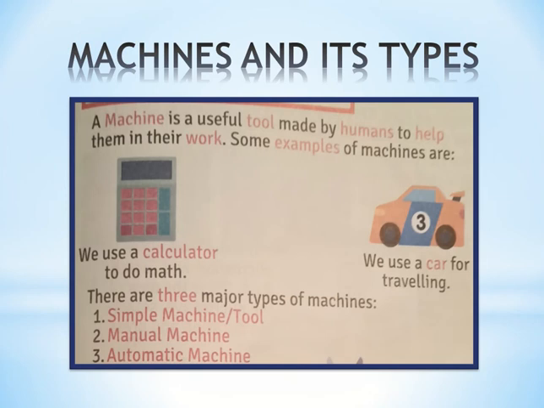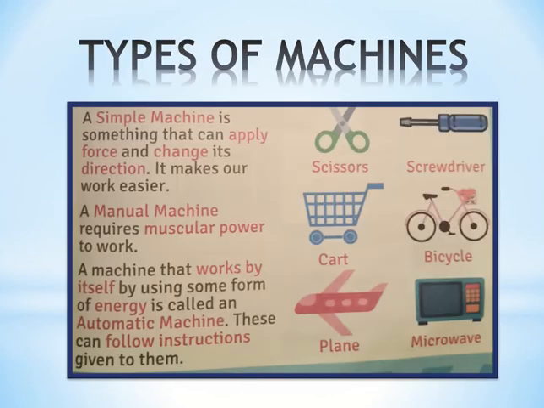Okay, let's see how many types of machines are there. There are three major types of machines: simple machines, they are also called tools. Okay, next is manual machine, and the third one is automatic machine. A simple machine is something that can apply force and change its direction. It makes our work easier. Okay, in simple machine we use our own force. Okay, we need physical force, and by using this machine we can make our work easier.